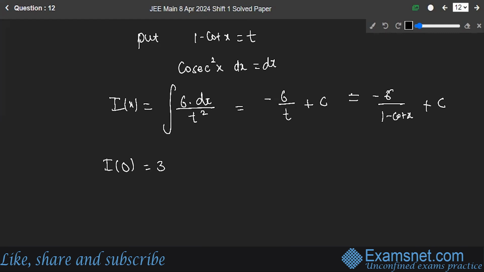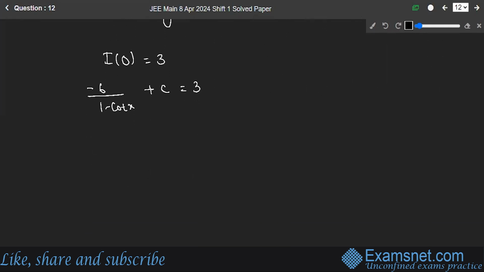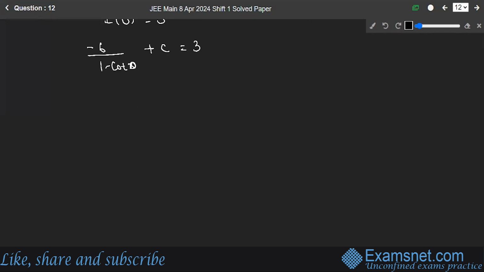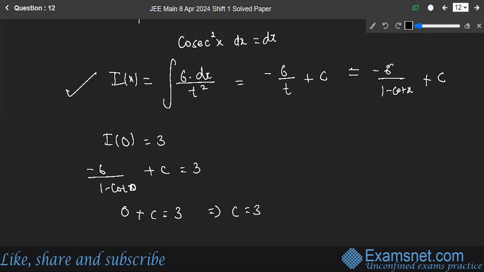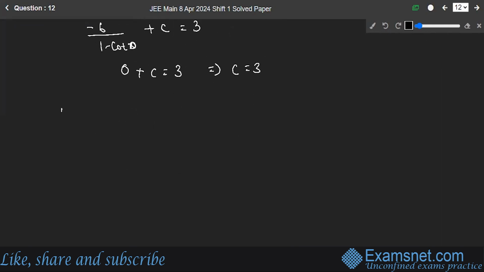So this is equal to minus this 1 minus cot x plus c is equal to 3, where you will have cot of 0 right over here. This is cot of 0, and this is 0. So you will get the value of c as 3. Let's fill in this equation. You have I of x. Now what does your I of x become? This is minus 6, 1 minus cot x plus 3.